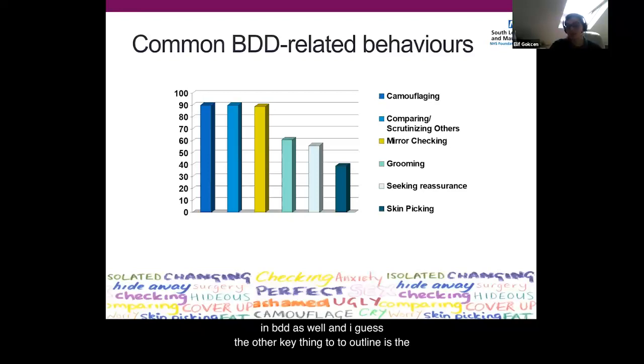And I guess the other key thing to outline is the level of avoidance that can be present in BDD as well. So this can range from avoiding coming into contact with other people, and that could be by stopping going to school, stopping going to work or joining family occasions. It could be avoiding mirrors and all sorts of reflective surfaces. So it might be that people in their homes might not have mirrors up and they've removed them because it's too distressing. Or they've even removed, for example, pictures of themselves from around the house. So a range of behaviors that we can see in BDD.